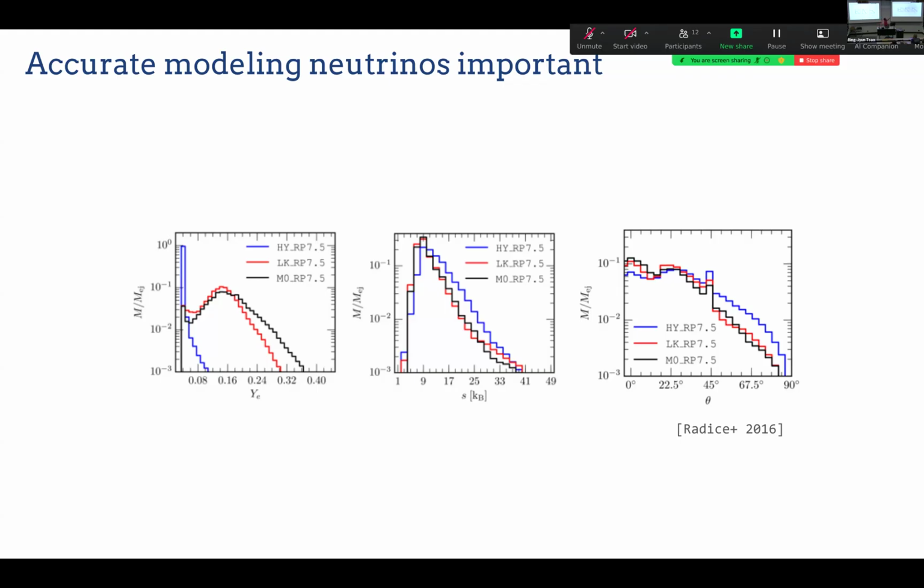What you have are simulations done with different types of treatment of neutrinos. HY, the blue line, is when you just have hydrodynamics and no neutrino treatment. And the LK, the red line, has only neutrino cooling and the effects of neutrino cooling. And M0 has some treatment for neutrino cooling and also for neutrino heating. If you look at these plots, you see that these results actually vary substantially. And so accurate treatment of neutrinos in these simulations is probably essential.